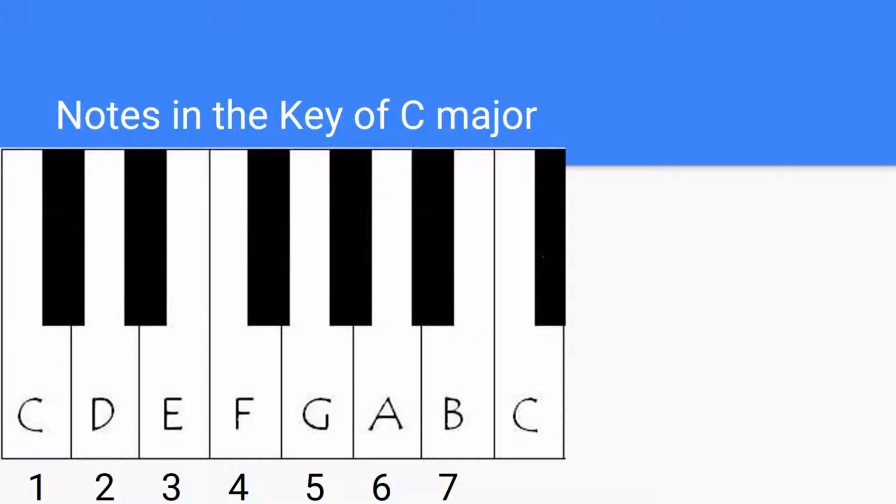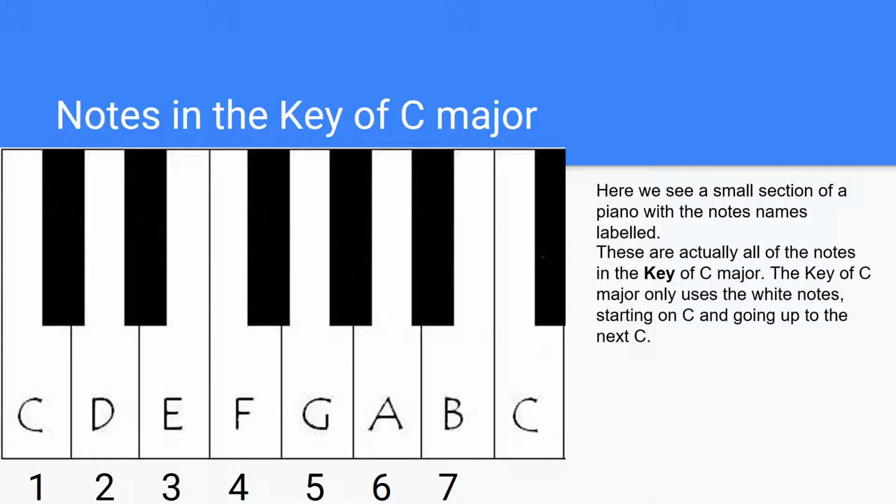In this video we're going to be looking at keys, in particular C major, bars and chord progressions. Here we see a small section of piano with the note names labelled C, D, E, F, G, A, B and C. These are actually all the notes in the key of C. The key of C only uses the white notes starting on a C and going up to the next C, and it sounds like this.